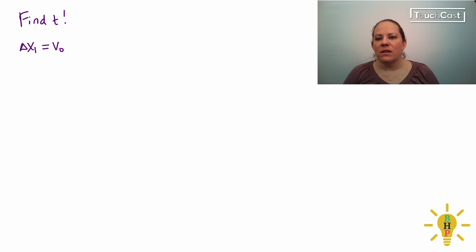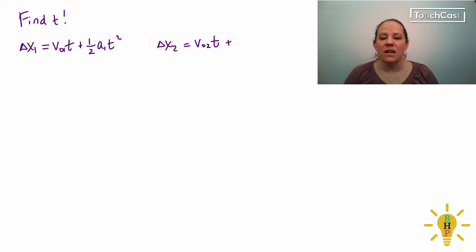And the basic position-time relationship for accelerated motion is, of course, delta x1 equals v0 t plus a half a1 t squared. And then the displacement for block 2 is going to be something similar, but we'll use v0 t plus a half a2 t squared. And then, of course, both blocks are starting from rest. So v0 equals v0 equals 0 meters per second.